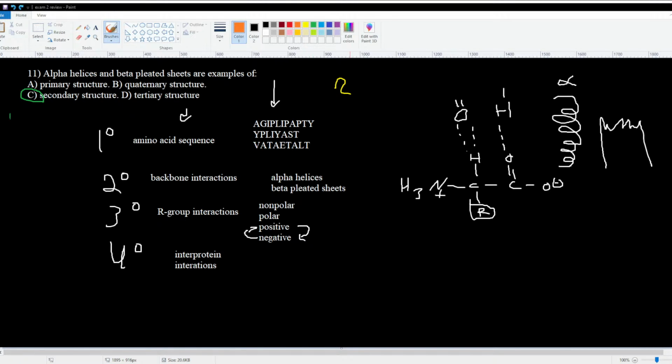So that's tertiary structure. Another thing we must note is that from tertiary to primary, all proteins do this. All proteins.